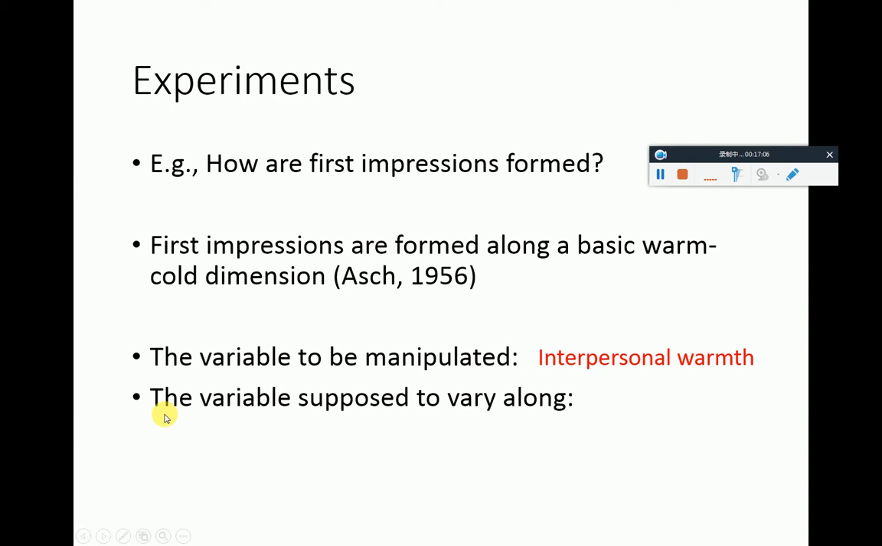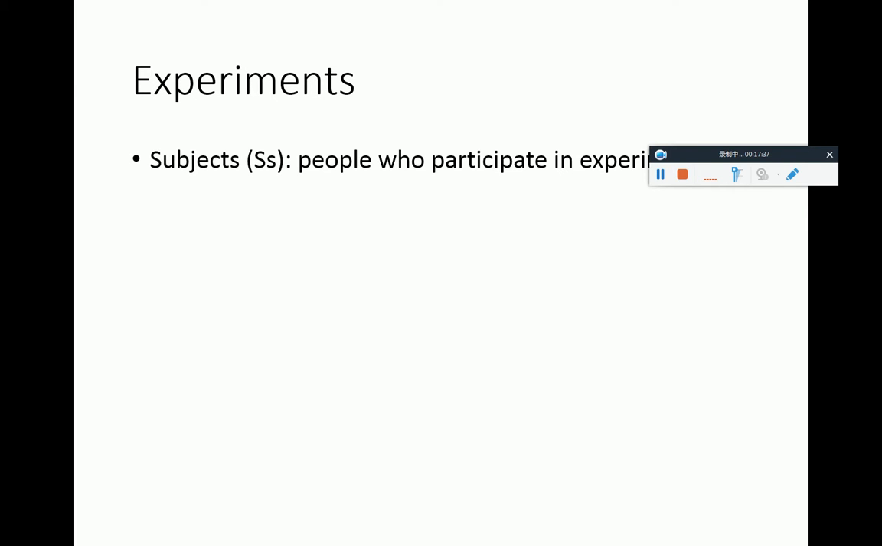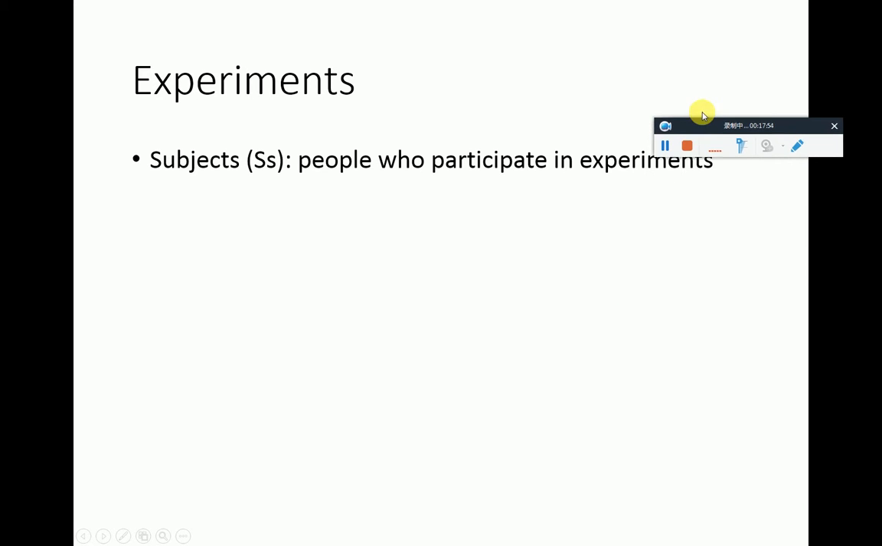And of course, the variable, as we just said, that is supposed to co-vary, to change along with the manipulation, will be our perception of the person. More specifically, how friendly do we perceive this person as a result of describing this person as warm or cold. So the experiment is very simple, and when we're describing the experiment, we're going to introduce to you the key concepts that we use to describe experiments in general.